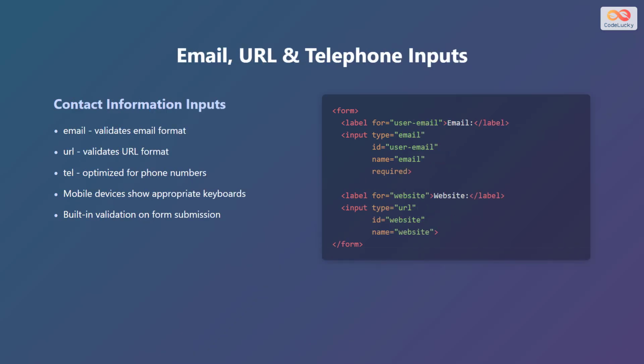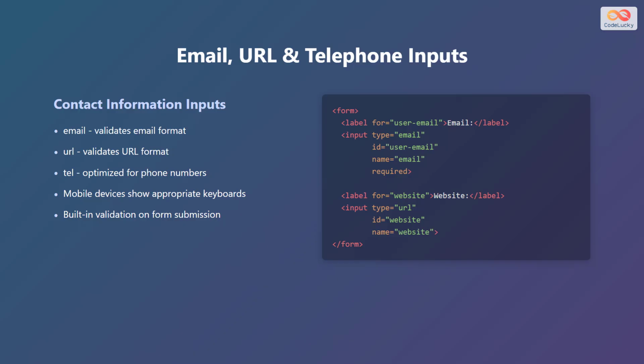HTML5 also offers specialized input types for contact information. The email type validates whether the entered text is in a correct email format. The URL input type checks for a valid URL format. The tel input type is optimized for phone numbers, and on mobile devices, it brings up a numeric keypad. This also has built-in validation during form submission.